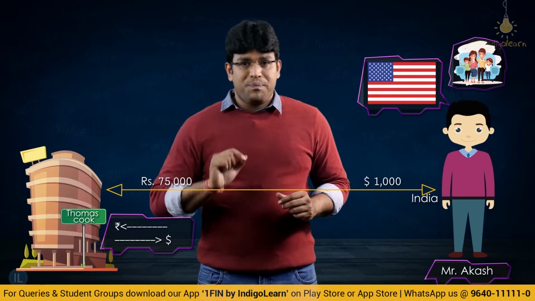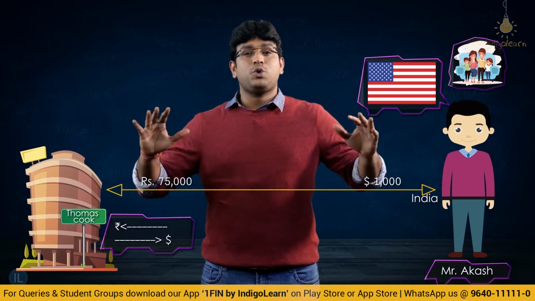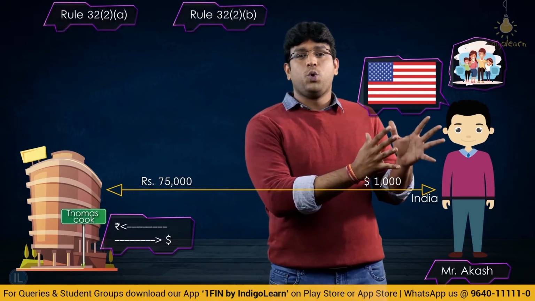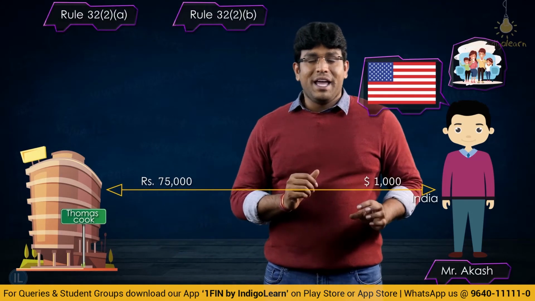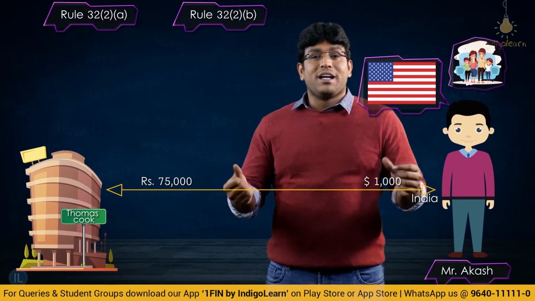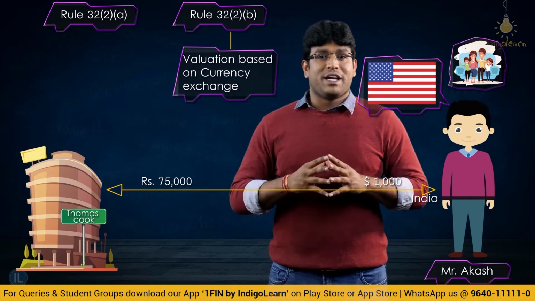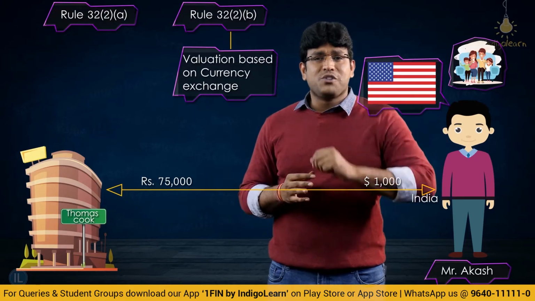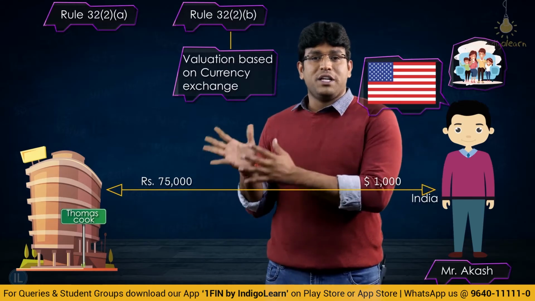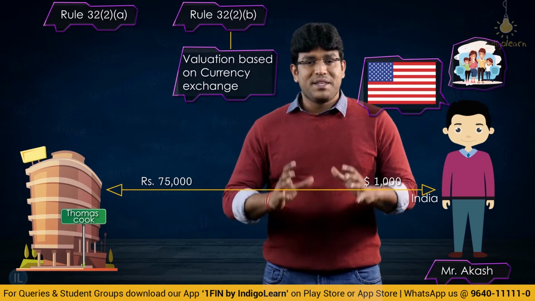Listen. Now, one point is very clear. In Rule 32.2, we have two sub-rules again: Rule 32.2a and Rule 32.2b. Rule 32.2b has a separate mechanism of valuation based on the amount of currency exchanged. We have some specialized valuation given by Rule 32.2b. That we'll talk about slightly later, but first we'll talk about Rule 32.2a. Now Rule 32.2a specifies something like this.